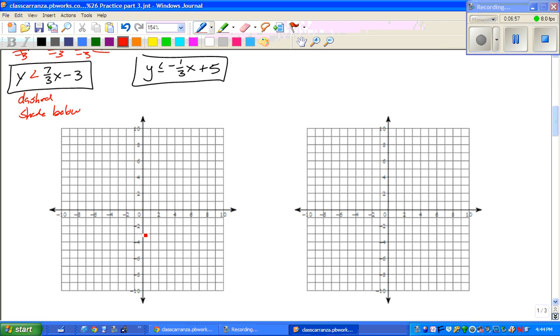So starting at negative 3, I'm open. I go up 7, 1, 2, 3, 4, 5, 6, 7, over 3. Okay, I can't do another point going up, but I can going down. There we go. Make your dotted line. And we're going to shade everything below.